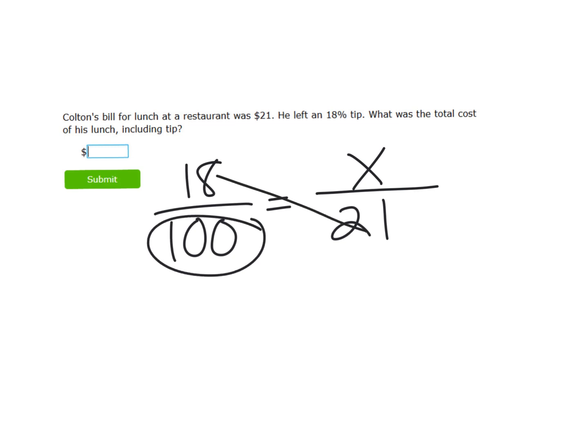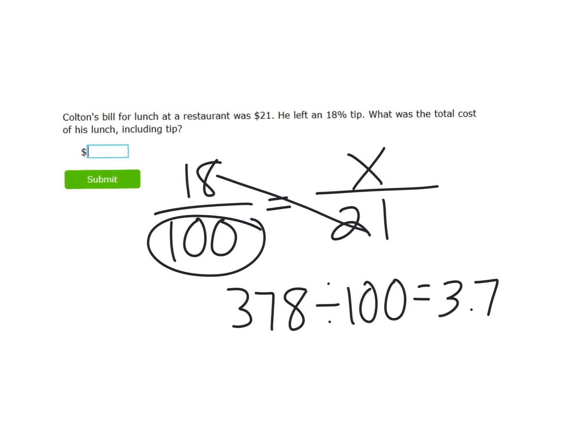And that is saying 18 times 21, and then I'm going to divide that by 100. That's going to give me my tip. That's the amount for the tip.